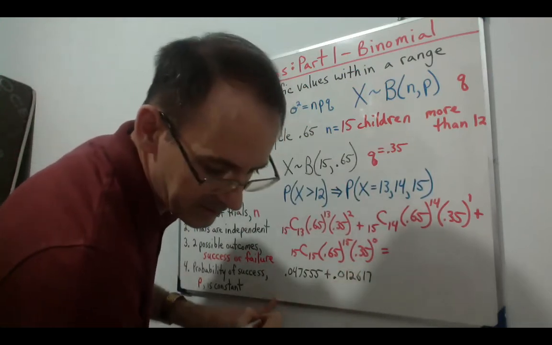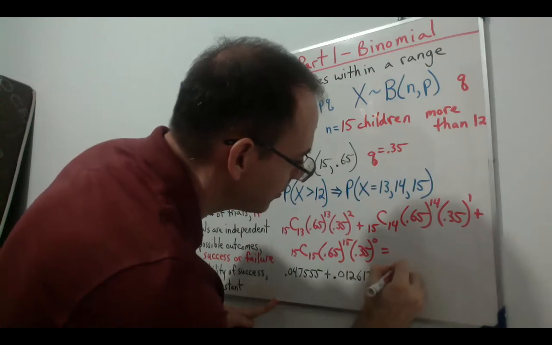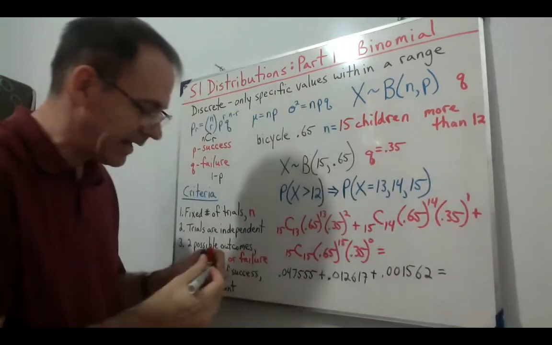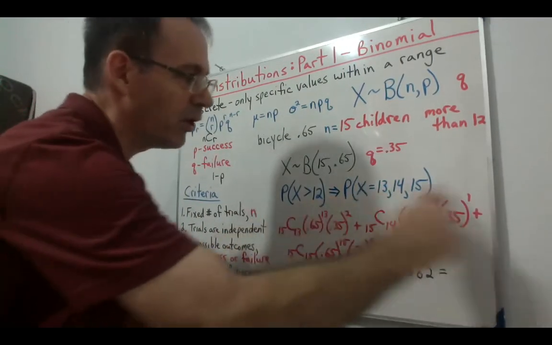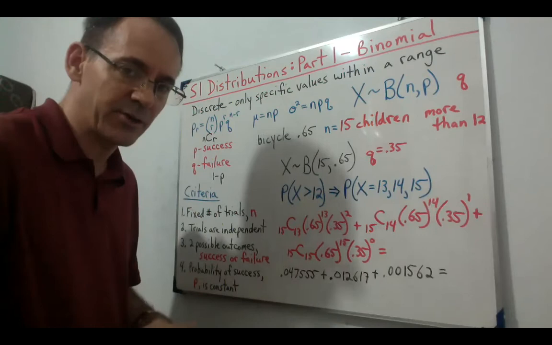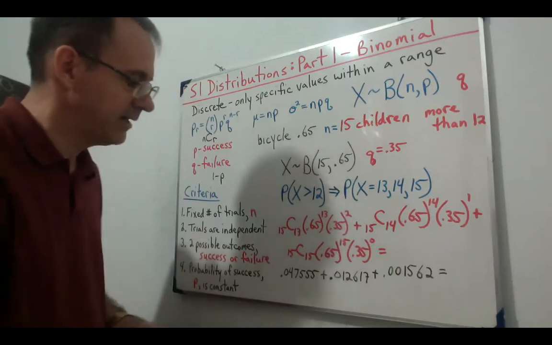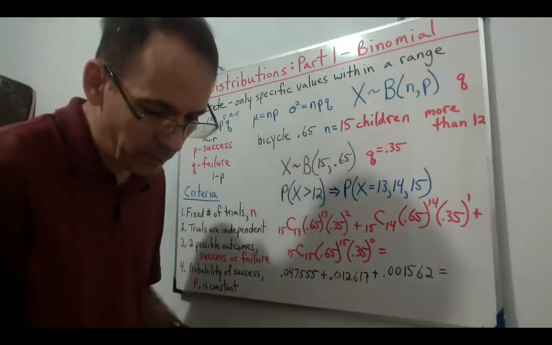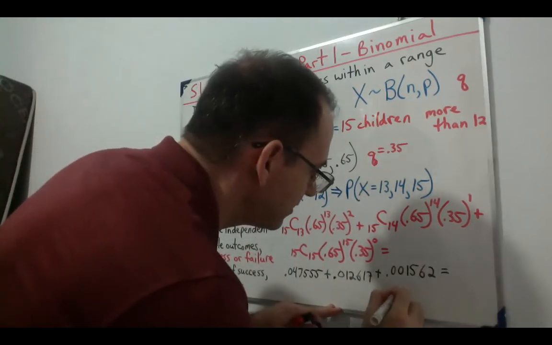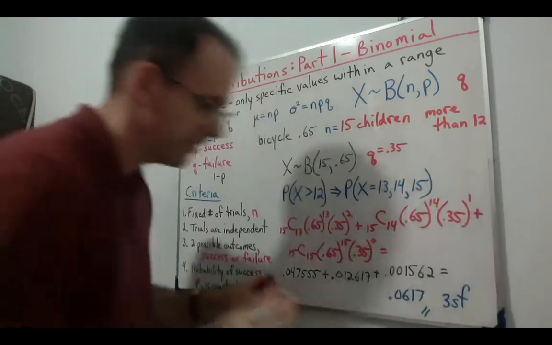So 617, okay, that's a 7 there, plus 0.001562. And when you add all those 3 up, and by the way, you can put all of this into your calculator all at once. As long as you don't have too many of these, your calculator will hold it in the memory enough, at least for 3 should be fine. And you get all of this together at once, and you should end up with 0.0617. That is accurate to 3 significant figures.